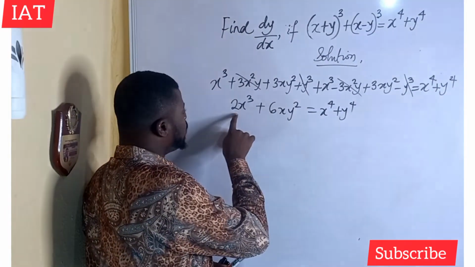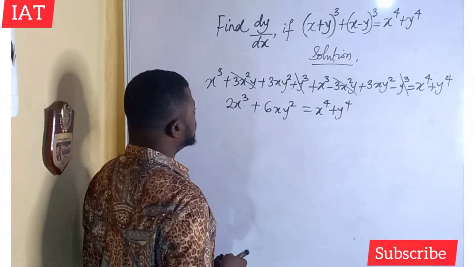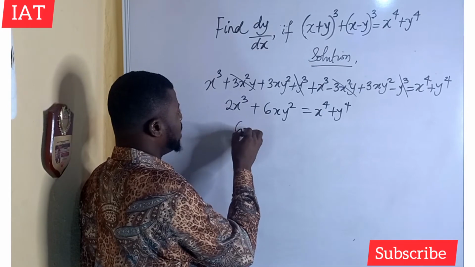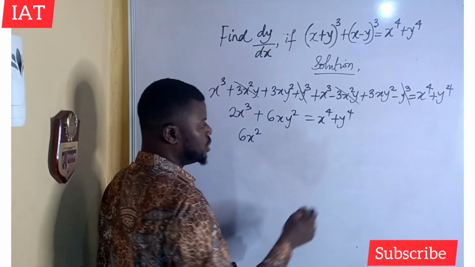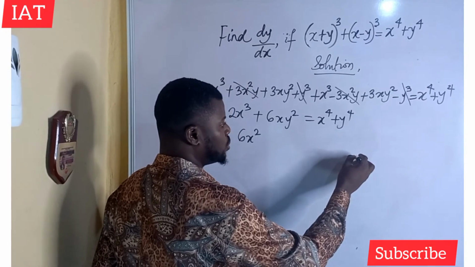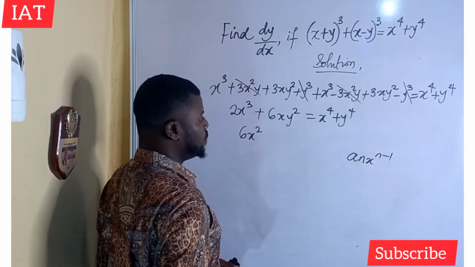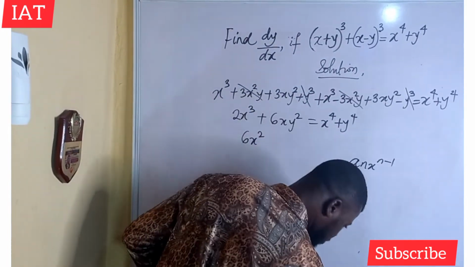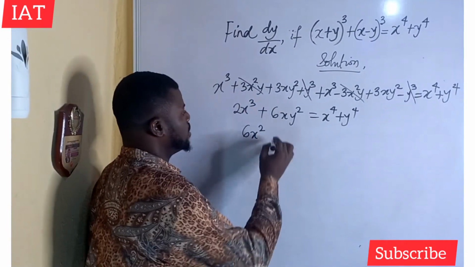The differentiation of 2x cubed with respect to x will produce 6x squared. That is the differentiation of this using the general formula of differentiation, which is a n x to the power of n minus 1. If you use this formula to solve this problem, you have this result. All right. So the next one is this.